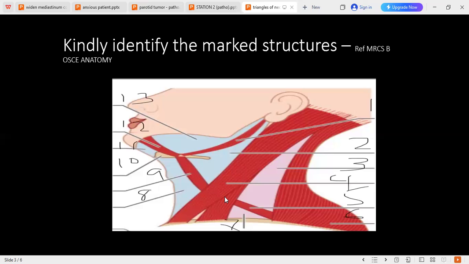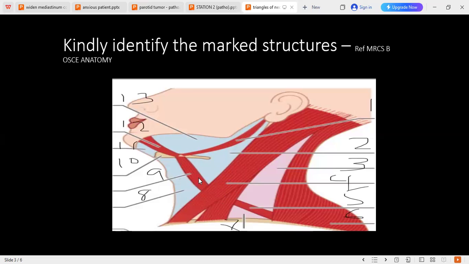Okay, what's the nerve supply of this muscle? We'll come back to that later. You were telling me about the four triangles. If you could tell me how the carotid triangle is formed.